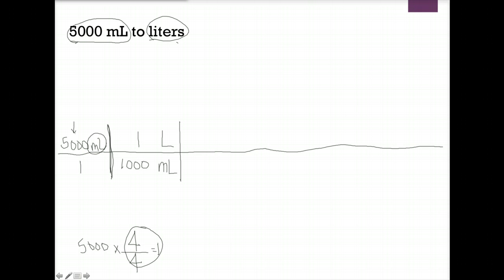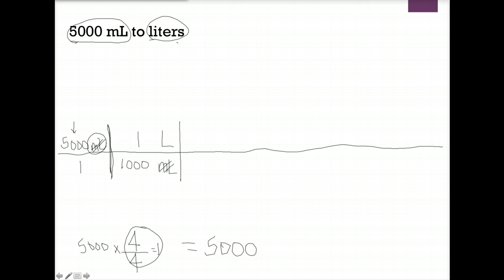So if we multiply 5,000 by 1, we're just going to get 5,000. So we're not changing the value of the number. But what does happen is this unit cancels with this unit, because milliliters is on top of the line here and it's on the bottom of the line here.